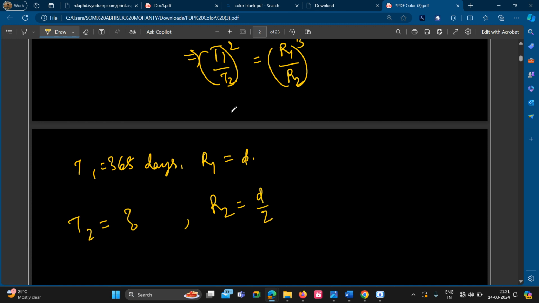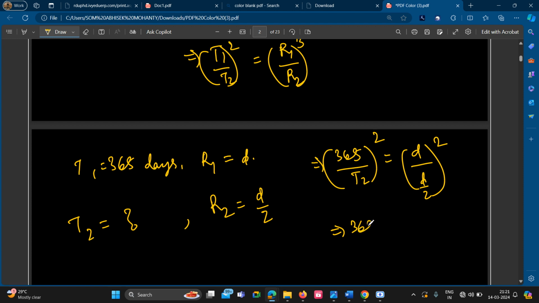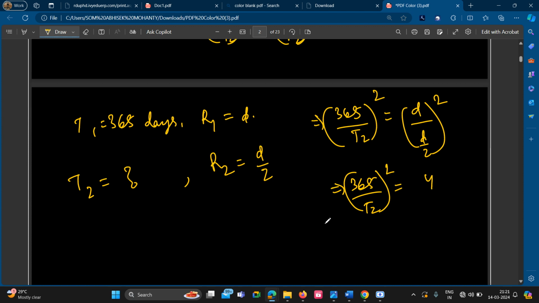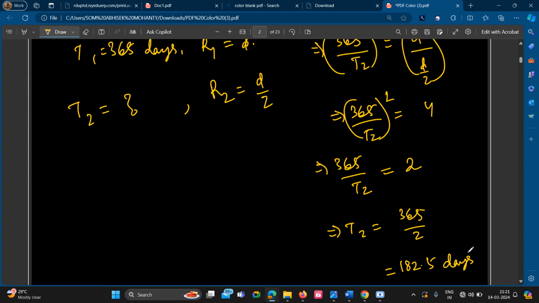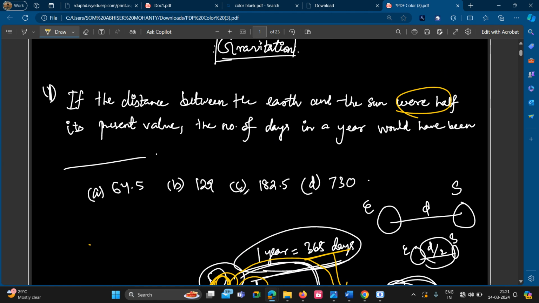Simple. We'll just put the values here. So, 365 by T2 whole square is equal to D by D by 2 whole square. So 365 by T2 whole square is equal to, D D cancelled out, this is 4 only. So 365 by T2 is equal to, this is square now, this will go to that side, become root over. So this will become 2. So T2 is equal to 365 divided by 2. That will be 182.5 days. Is it there in the options, 182.5? Yeah. So option C. So that is the answer.